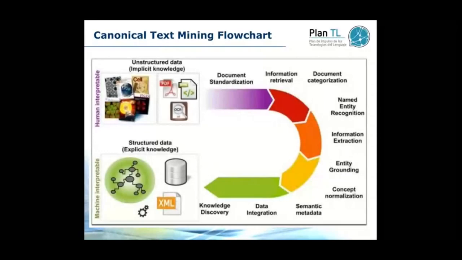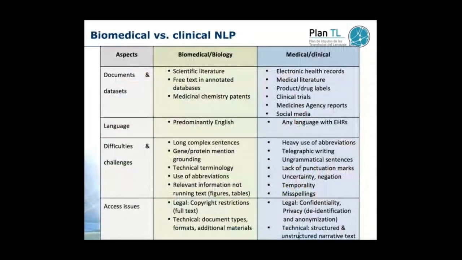Another important thing in this domain is the difference between biomedical data and clinical data. As you can see in this table, documents from the medical and clinical domain are usually electronic health records, medical literature, drug labels, and so on, or clinical trials. On the other hand, biomedical or biology documents are scientific literature or free text in another database. For language, in the medical or clinical world it can be any language, related to the country you want to get information from. But for biomedical and biology, it's mostly English.